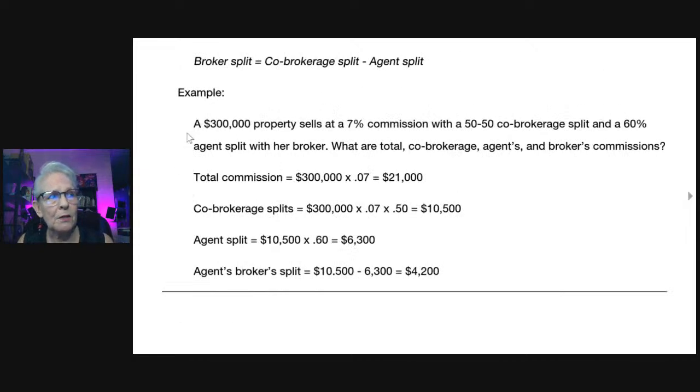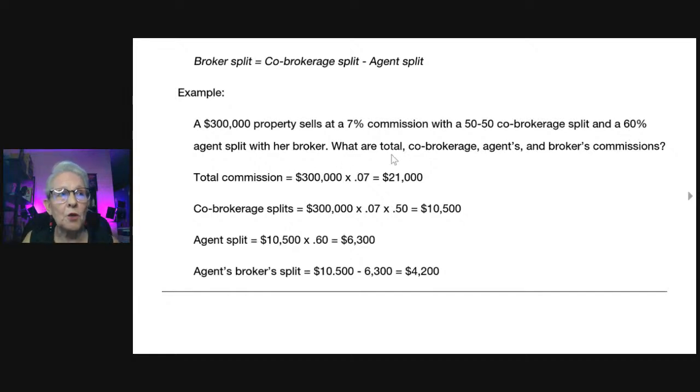For example, a $300,000 property sells at 7% commission with a 50-50 co-brokerage split. So that means 3.5% for the selling side, 3.5% for the buying side, right? The two brokers get 3.5%. And the split to the agent is 60%. So the agent gets 60%, the broker gets 40%.